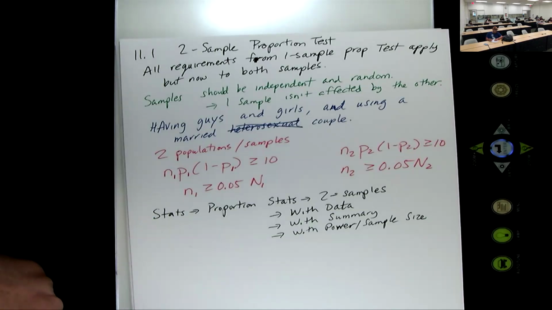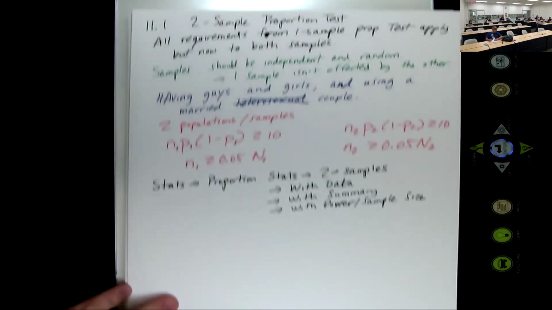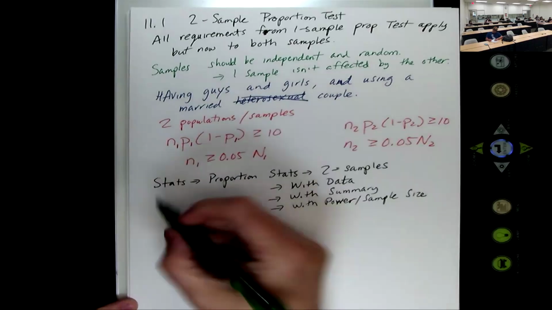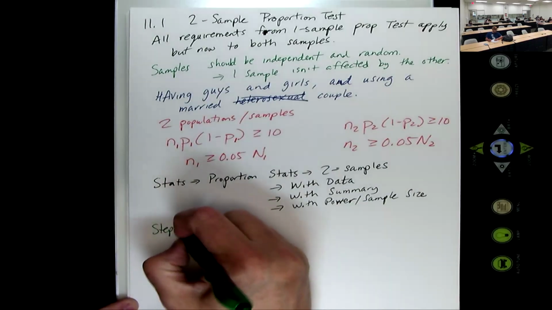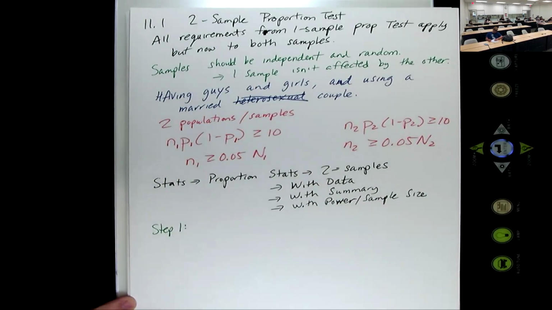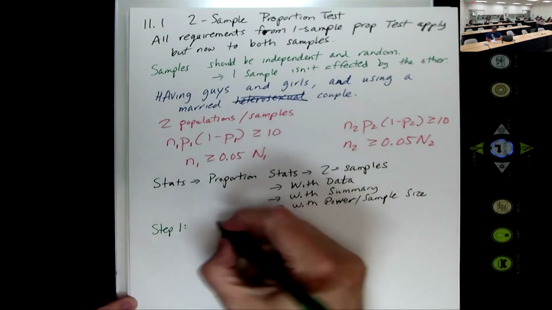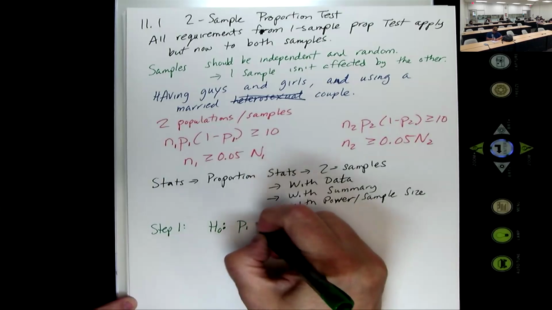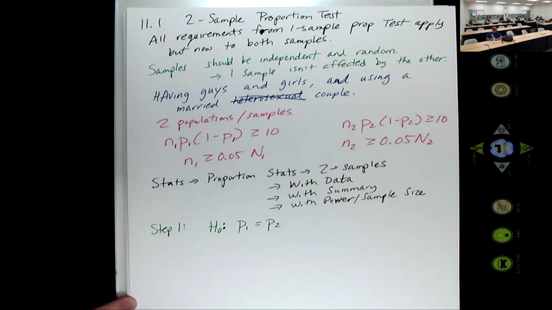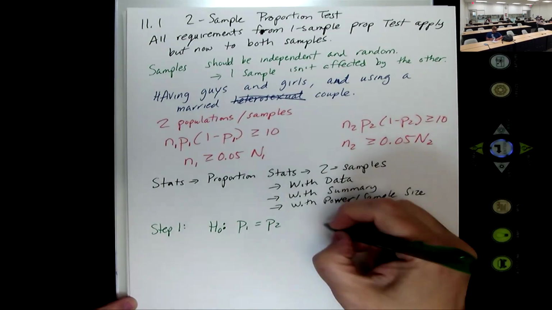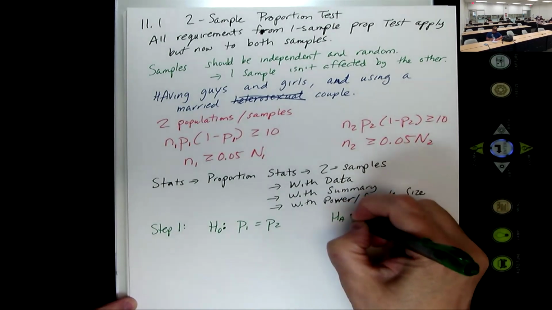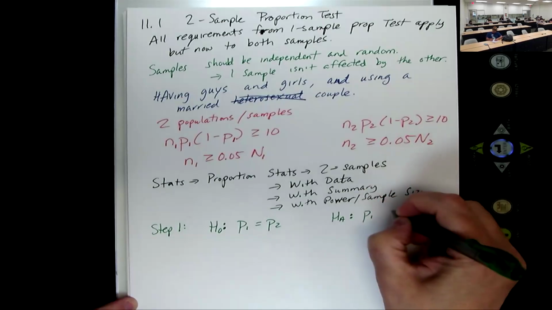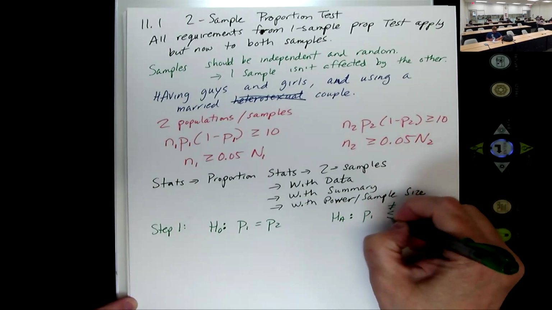So that's our StatCrunch steps, and then we do need the one step that changes for our hypothesis testing. Step one changes to the following. H naught is: does P1 equal P2? And HA is P1 not equal to, less than, or greater than P2?